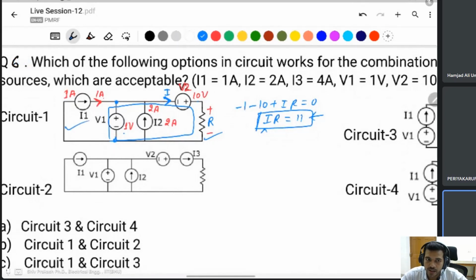If you take a resistance according to this, then the circuit will be satisfied. Circuit 2, this is circuit 2. This is I1, it means 1 ampere current flows here. It will be 1 ampere. KCL: I2 is 2 ampere. I3 is given as 4 ampere. If a current source is there, then the current flowing through this branch is equal to the current source only. Then this branch current is 4 ampere.